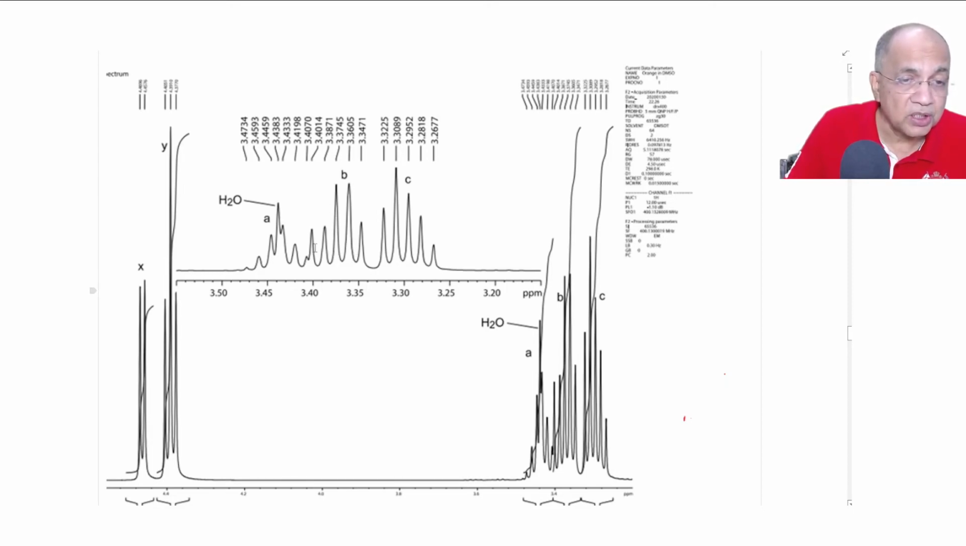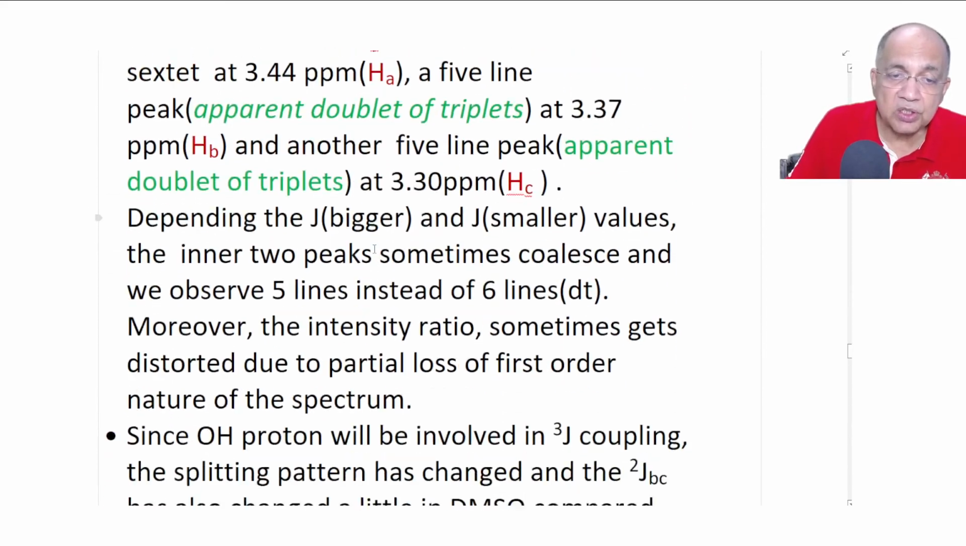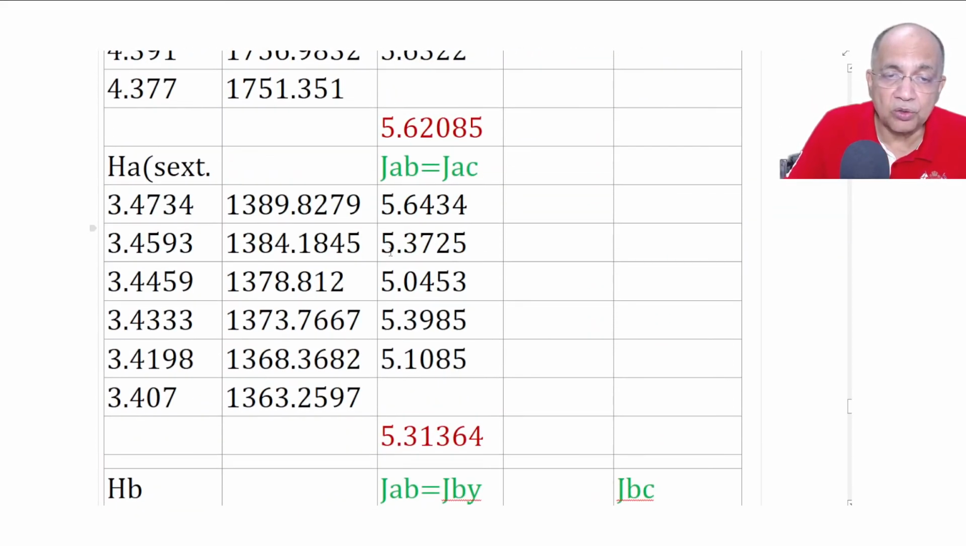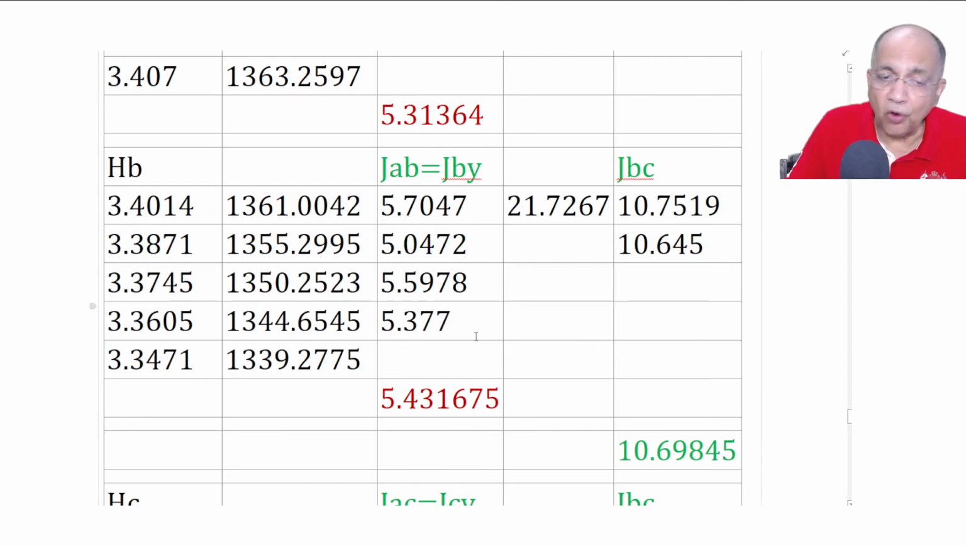So 1, 2, sorry, these two will give you the small j, these two will give you the big J. These two will give you the small j, but these two will give you the large J, big J. So in this way, we have found out the values of all J values.